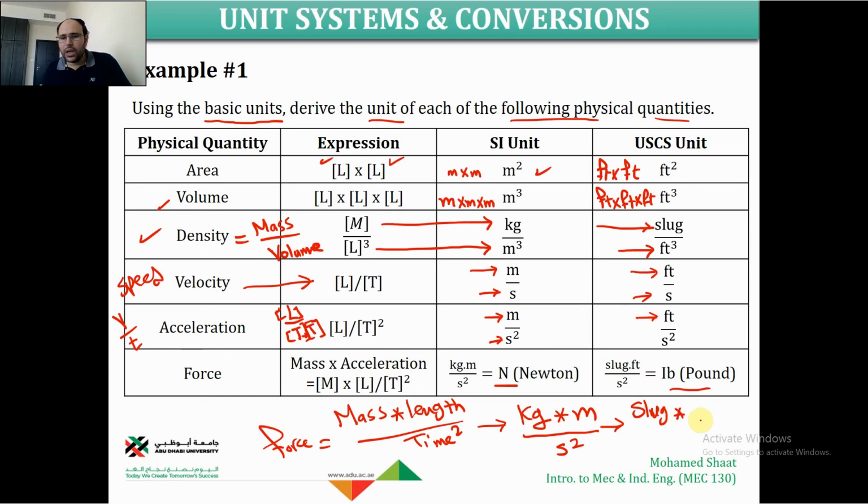times the length in the US system, which should be foot, divided by the time, which is second squared. So slug times foot over second squared gives the basic unit for the force in the US system, which is equivalent to pound. So the pound is equivalent to slug times foot divided by second squared. This is simply how we can form the basic units for any physical quantity, whatever it is.